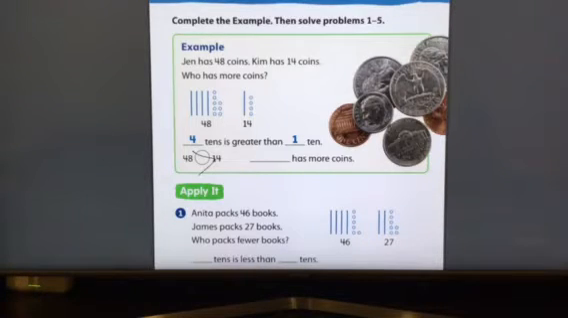Blank has more coins. So if you go back up to the problem, it says Jen has 48, Kim has 14. You know that 48 is greater than 14, so Jen is what you're going to write on the line here, Jen has more coins.